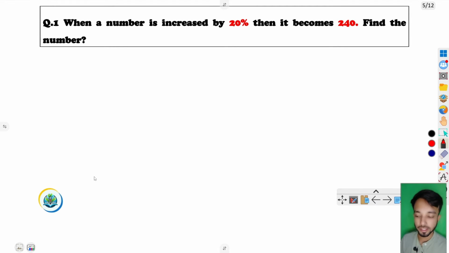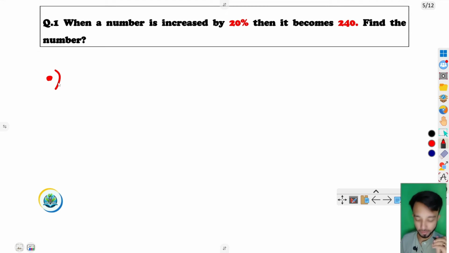How to solve this kind of question? Very easy. The question is: when a number is increased by 20% it becomes 240. Find the value of the number. Very simple, I'll show you how to do this. After showing the other questions, I'll give you 45 seconds to 1 minute, and within that time we need to solve the question. So let's solve.